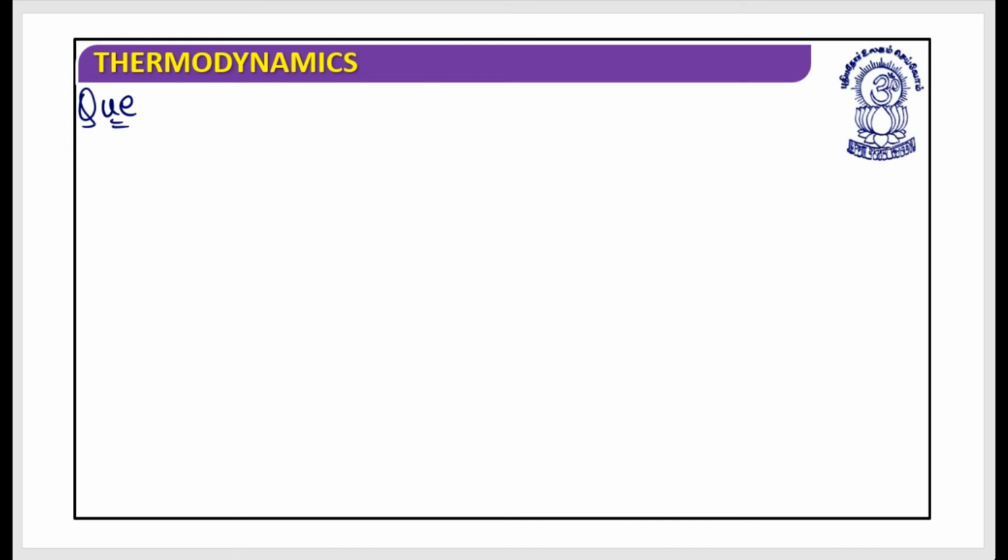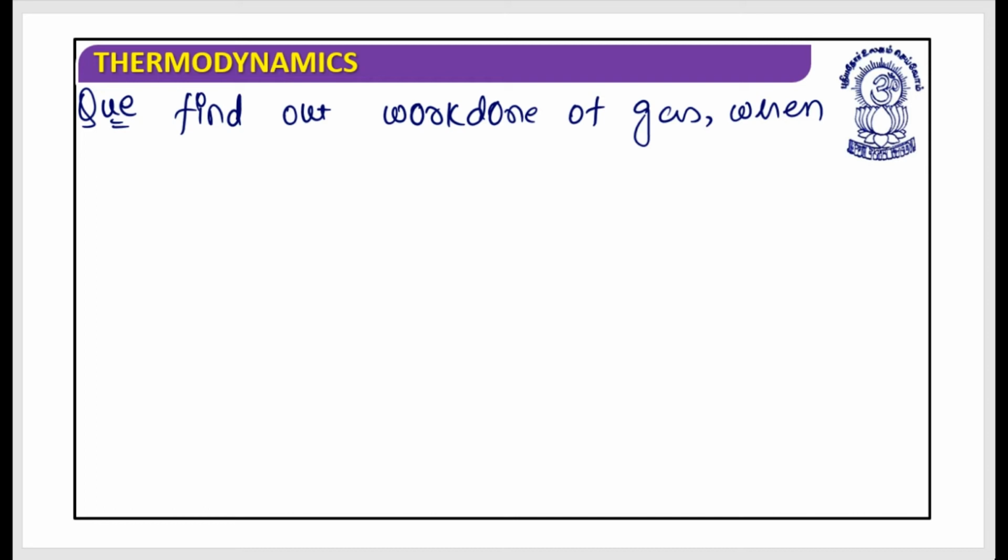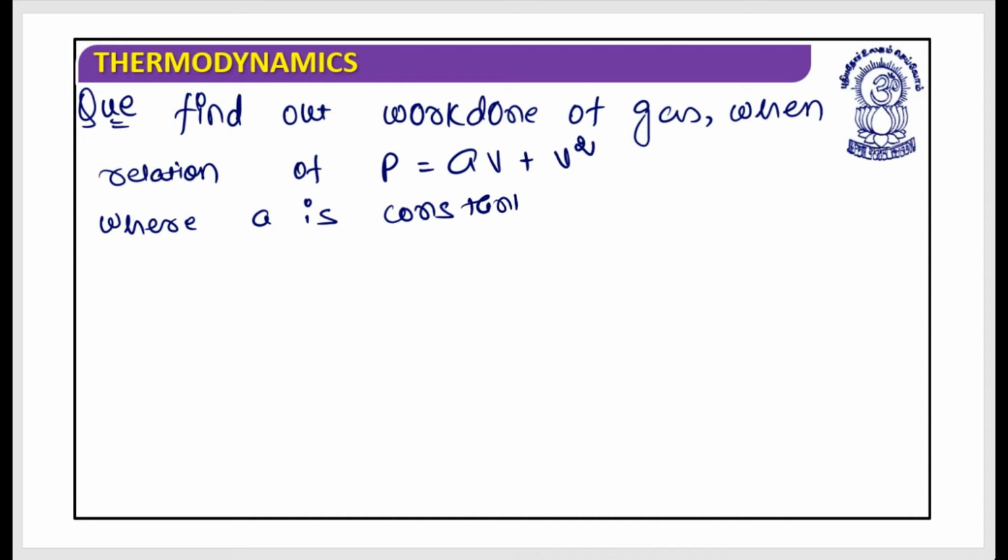Let's suppose the situation is: find out the work done of a gas when the relation of P is equal to A into V plus V square, where A is a constant, from V initial equal to V to V final equal to 3V. This is what I want. How will I do this?